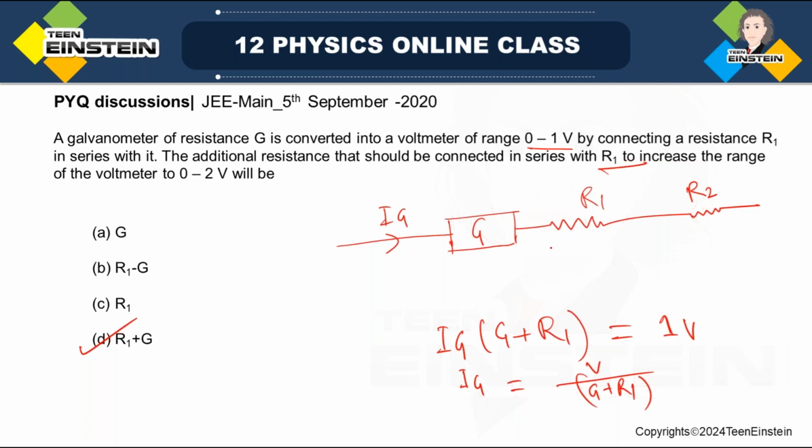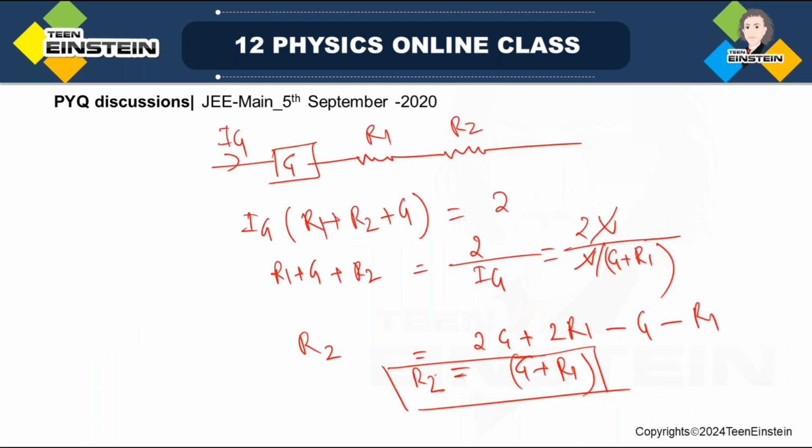So here also the turning point is that you have to somehow find Ig, and you need to know how to understand the range. Range is nothing but the drop in voltage: the voltage drop across G plus the voltage drop across the resistance connected in series.